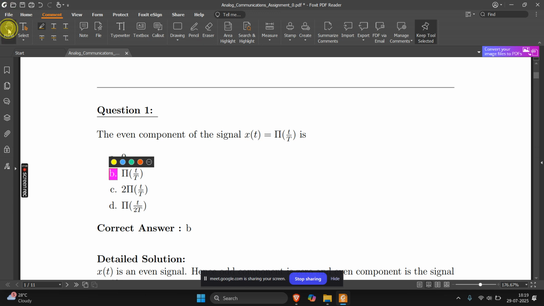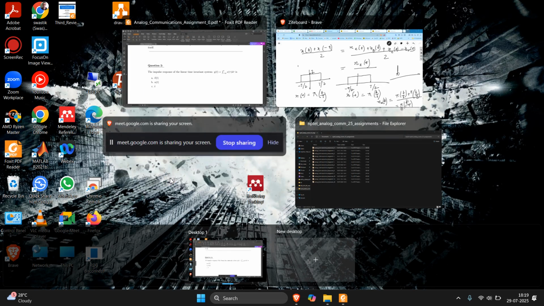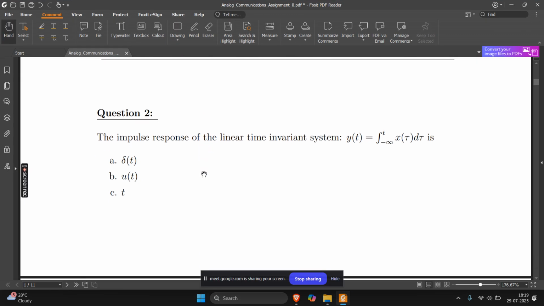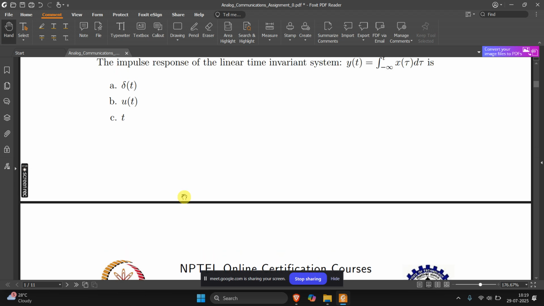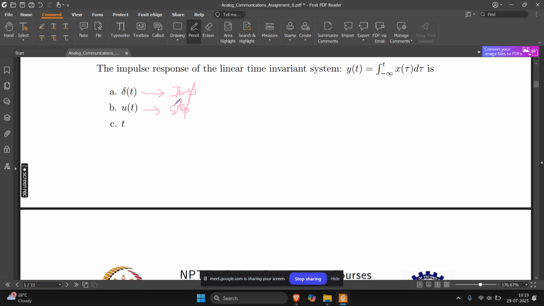Next question is the impulse response of a linear time invariant system y(t) equal to the integration up to t of x(tau) d tau. The options are: delta(t), which is the impulse function; u(t), which is the step function; t, which is simply time; and none of the above.